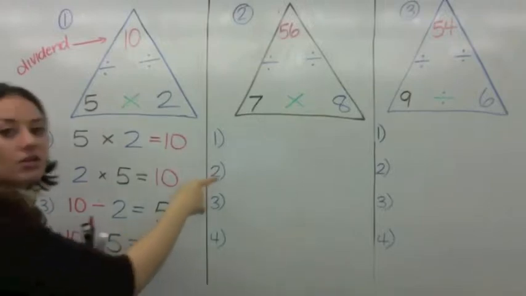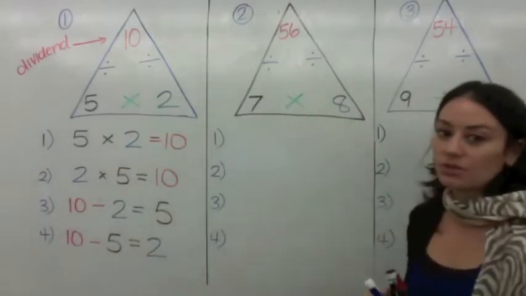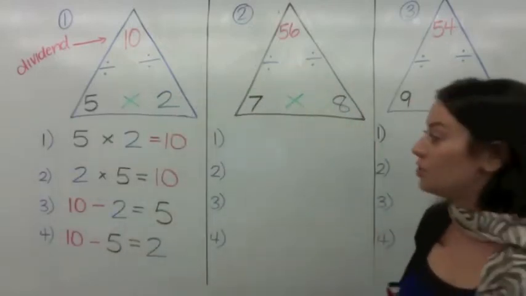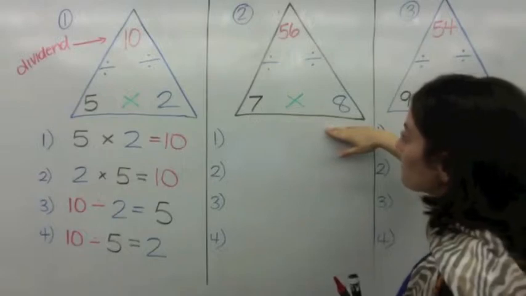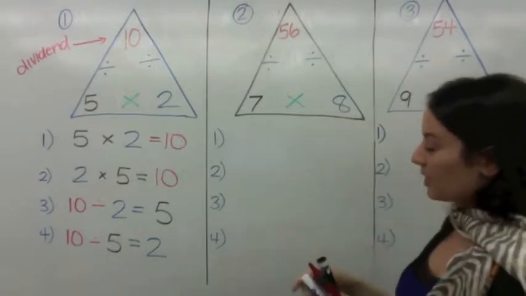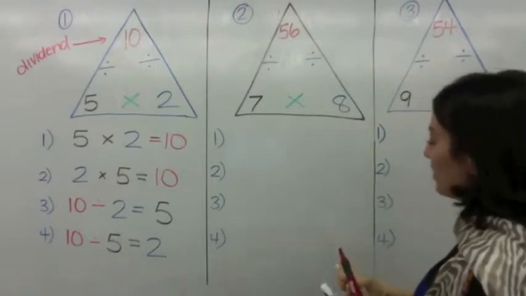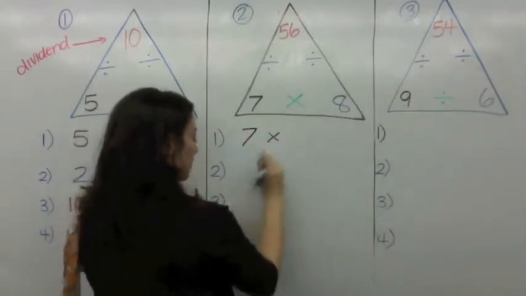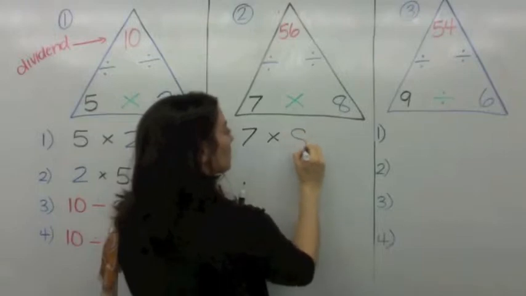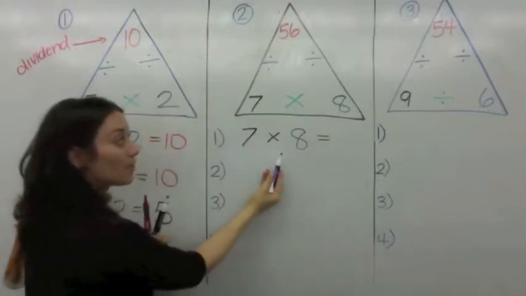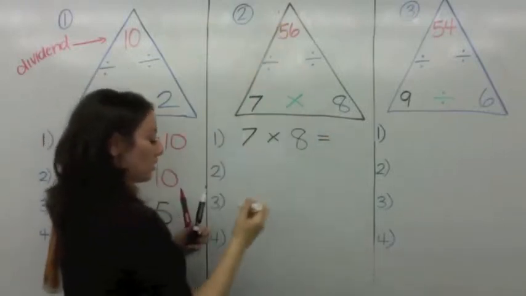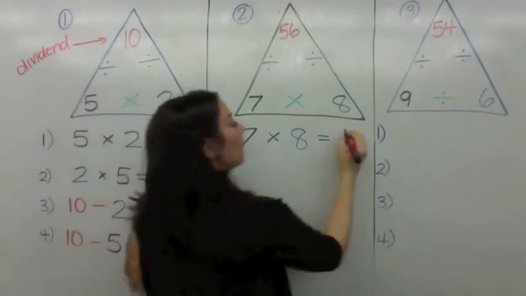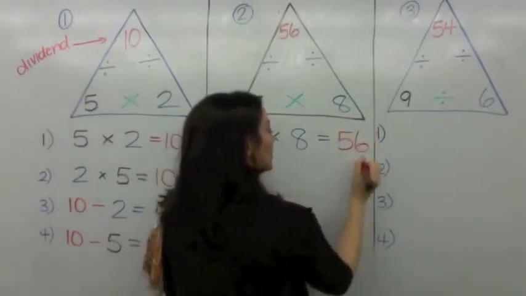Okay, let's take a look at example 2 now. So now you know what to do. You're going to look at the bottom of the triangle because this is going to give you your multiplication table. You have 7 times 8. Do you remember 7 times 8? What is 7 times 8? Well, the answer to that multiplication table is at the top of the triangle. So 7 times 8 is 56. Very nice.